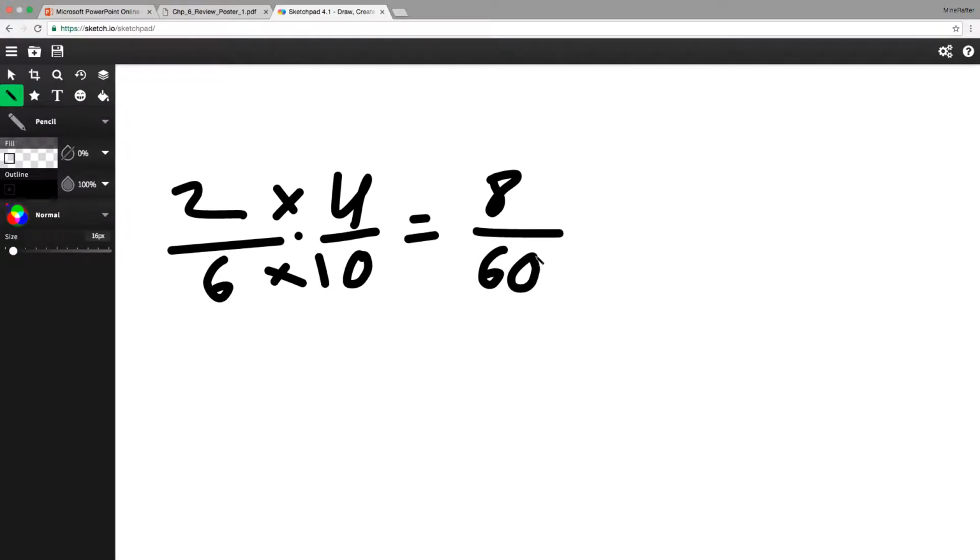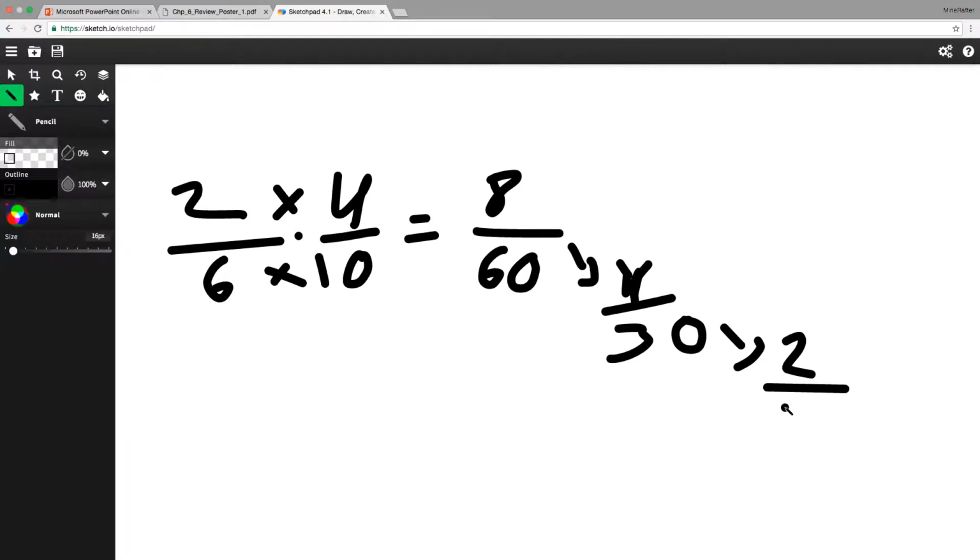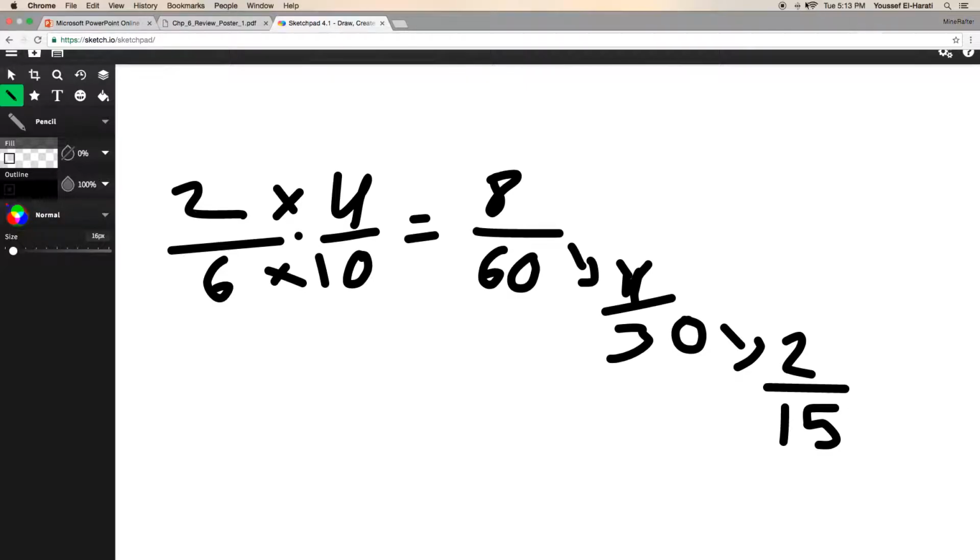And then you can reduce it to become 4 over 30. Sorry, that doesn't look like a 4, but it is. And then since it can be reduced again, it becomes 2 over 15. So, yeah, that's how you multiply proper fractions.